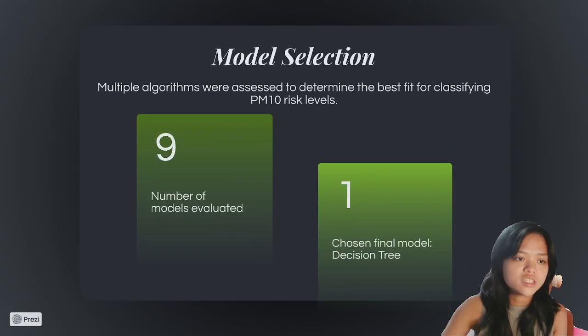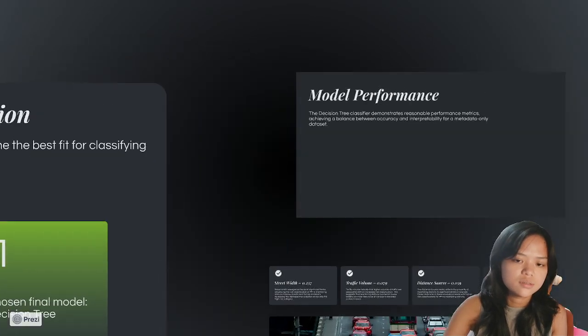During the model selection, multiple algorithms were assessed to determine the best fit for classifying PM10 risk levels. There were a total of 9 models evaluated, but the final model was a decision tree.